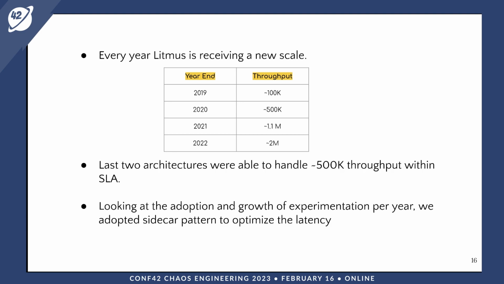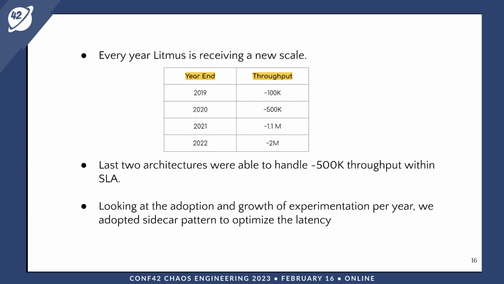So the last two architectures we saw, right? The very basic and naive architecture with a single server, and the second one with a segregated read and write cluster, were able to handle around 500k throughput within the committed SLA. Beyond that, the responses were frustrated, and we were seeing some errors as well because of the resource scarcity, right?